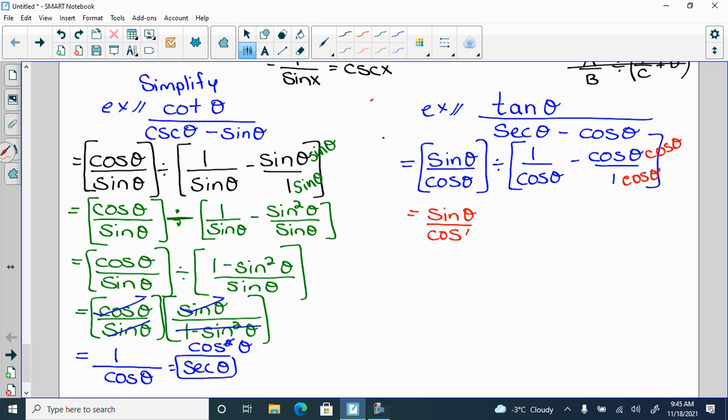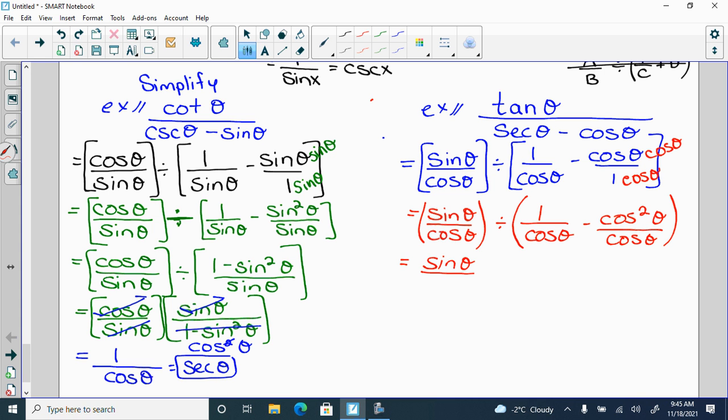Divided by, in case you don't like square brackets, I'll do round, 1 over cos theta minus cos squared theta over cos theta. And then I get sine theta over cos theta, divided by 1 minus cos squared theta over cos theta. And now, because they're full fractions, I can actually invert the right-hand side.